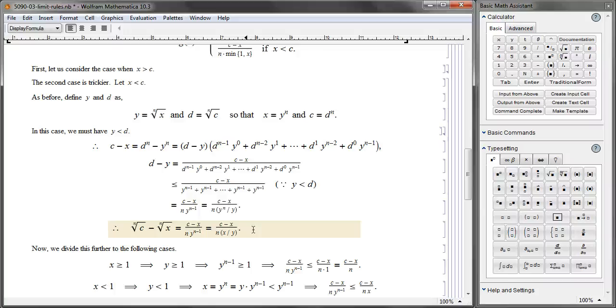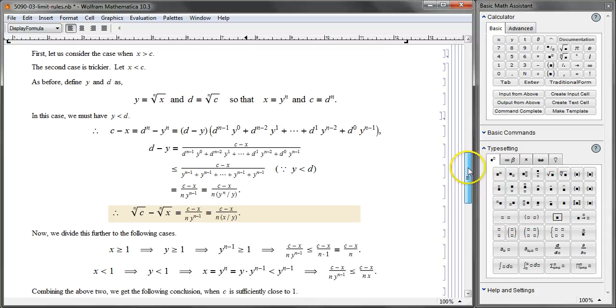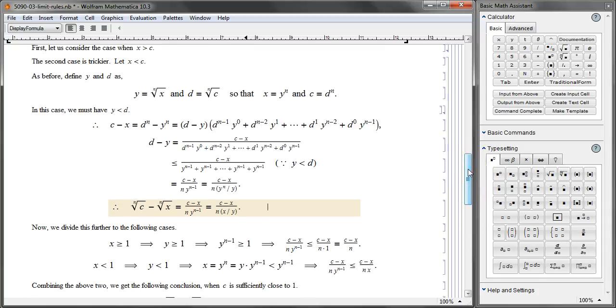We are in a bit of trouble here. c minus x, that's good. And how about the denominator? The denominator is not constant, so we need a bit more work. Okay, let's consider something further. If x is greater than 1, then y is greater than 1 too. So y to the n minus first power is greater than 1 to the n minus first power, so greater than 1. So we can replace this y to the n minus first power by 1 by underestimating, and we get c minus x over n, and that's good.